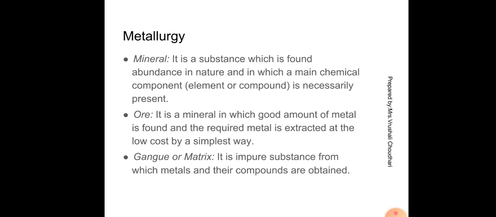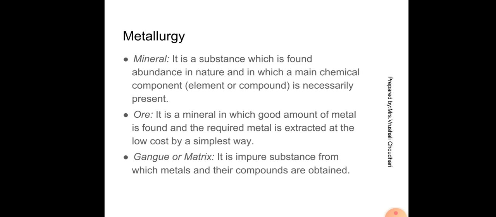Some basic terms involved in metallurgy. First is a mineral. What is a mineral? Any substance which occurs in nature and which contains metal in its chemical formula is called a mineral. A substance which contains a metal is called a mineral.